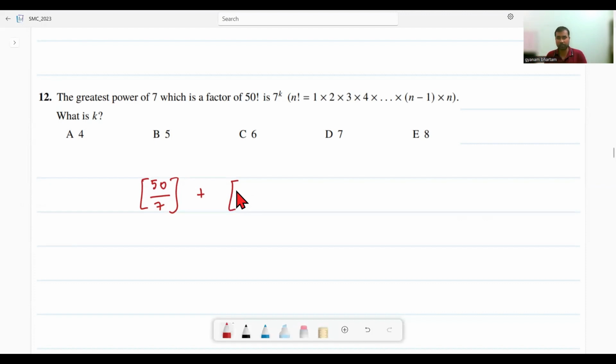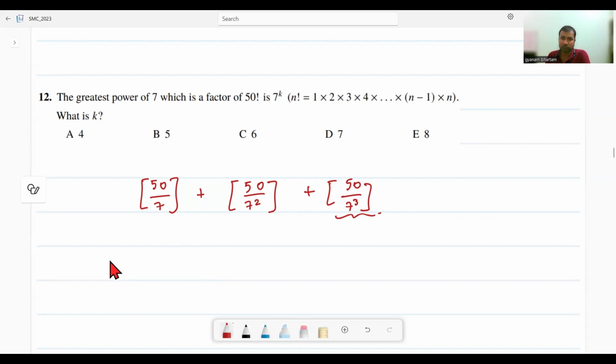Now 7 will be repeated how many times? 7 times will repeat, but 49 will also repeat, right? So 50 by 7 square this many times. Okay, the next one, if you count it, 50 by 7 cube, will start giving you 0, because the greatest integer of any positive number which is less than 1 is going to give you 0.